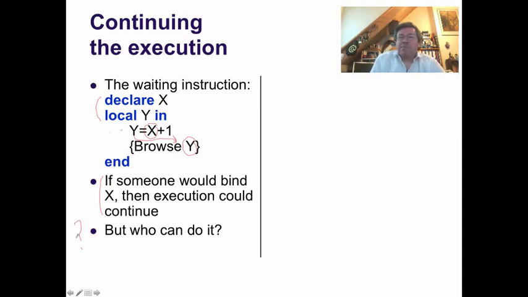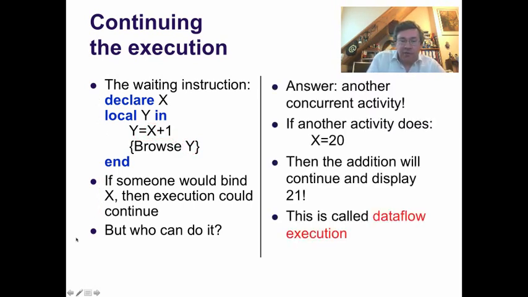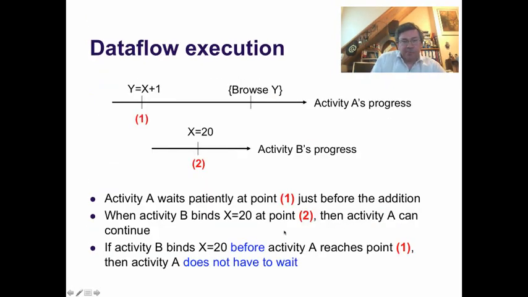But who can bind x? And here's where concurrency comes in. Another concurrent activity will bind x. That's how it's done. The two concurrent activities will talk to each other. If another activity does x equal 20, then the addition in this activity will continue. We will do 20 plus 1 and display 21. This is what is called data flow execution.